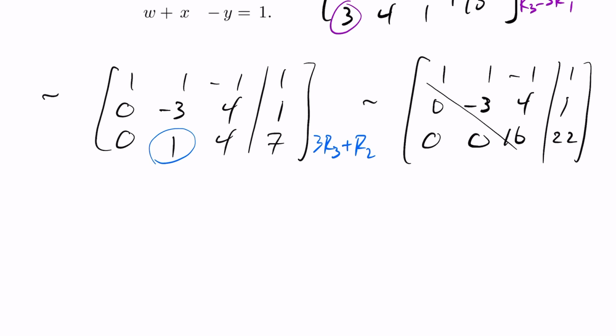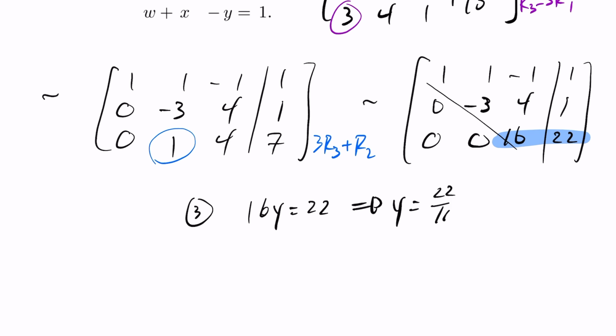Now it's just a matter of doing back substitution solving. So equation 3 is going to yield 12y, or I should say 16. You're going to get 16y equals 22. That implies that y is 22 over 16, which is also 11 over 8.